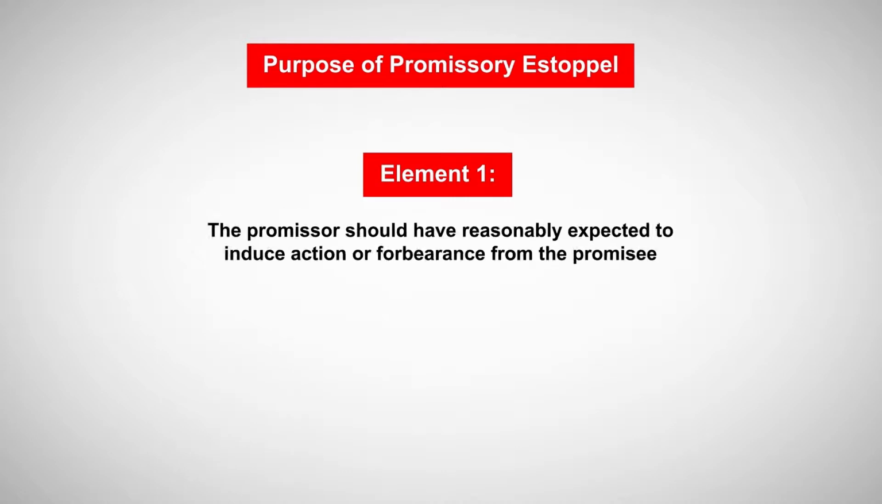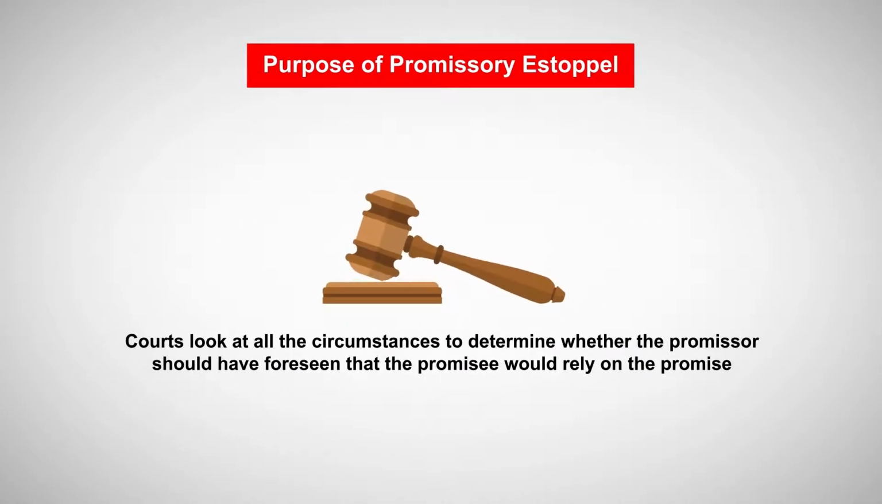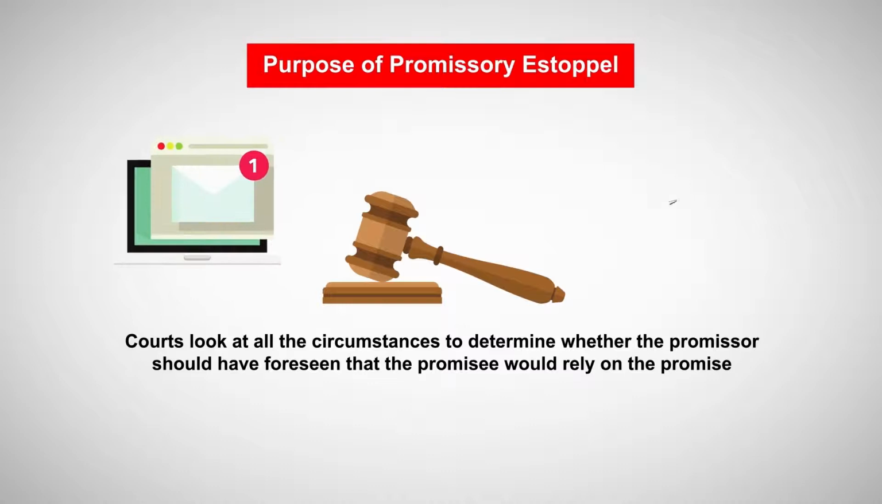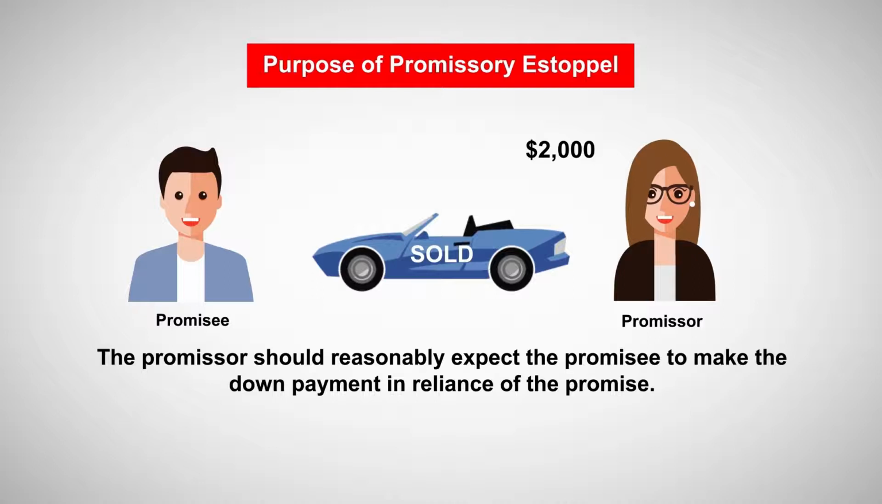The first element is that the promisor should have reasonably expected to induce action or forbearance from the promisee. Courts look at all of the circumstances to determine whether the promisor should have foreseen that the promisee would rely on the promise. This may include looking at the communications between the two parties to establish their states of mind. For example, if the promisee told the promisor that he wanted to purchase a car but was $2,000 short of being able to make a down payment, and the promisor then promised him $2,000, the promisor should reasonably expect the promisee to make the down payment in reliance of the promise. This reliance is reasonably foreseeable.